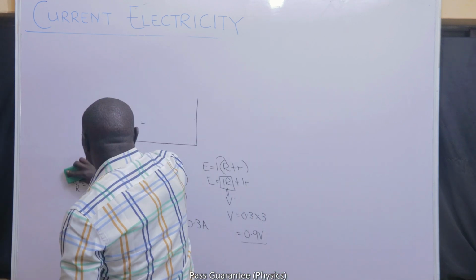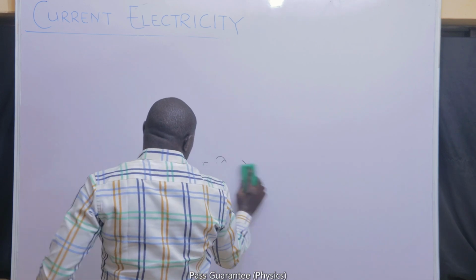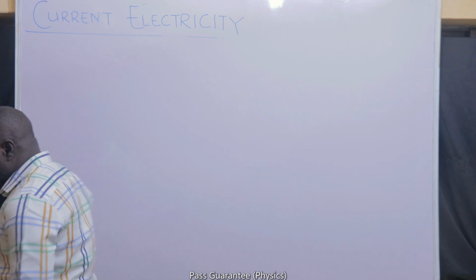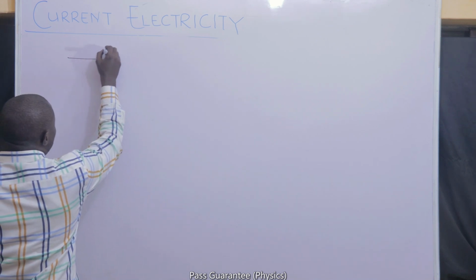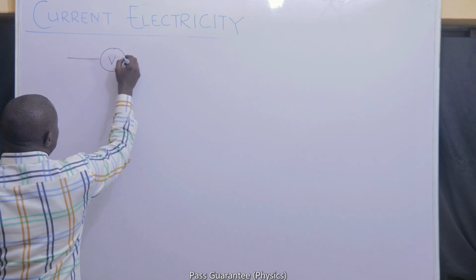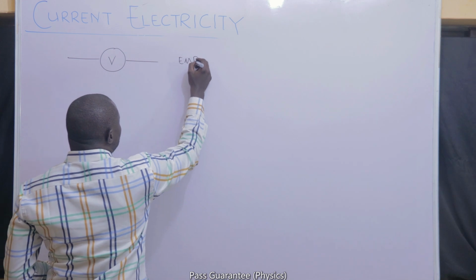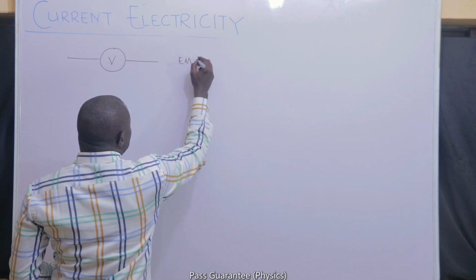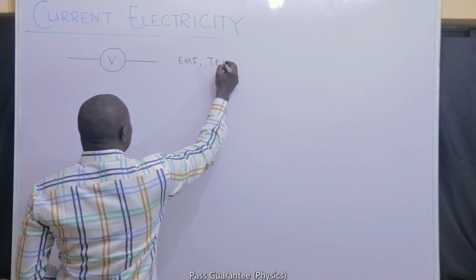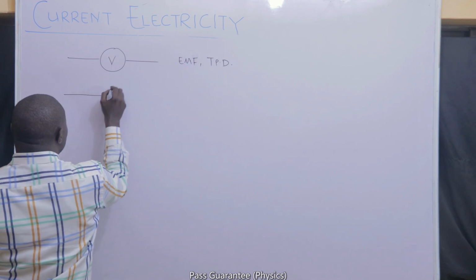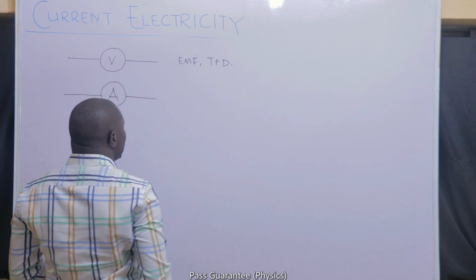We'll move on to measuring instruments. There are 3 basic measuring instruments that we should talk about, though we are still going to extend them to more. Number 1, we have the voltmeter. The voltmeter is represented with a circle that has a V. The voltmeter is used to measure the EMF. It can be used to measure the EMF and the terminal PD. We have the ammeter. The ammeter is used to measure the current.